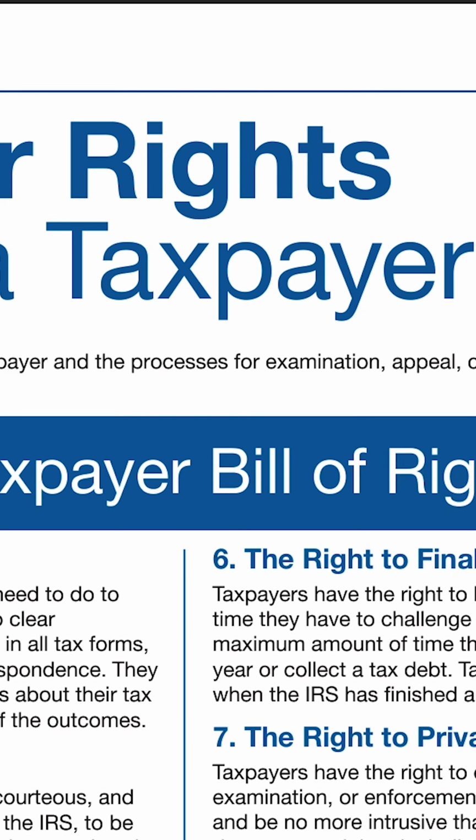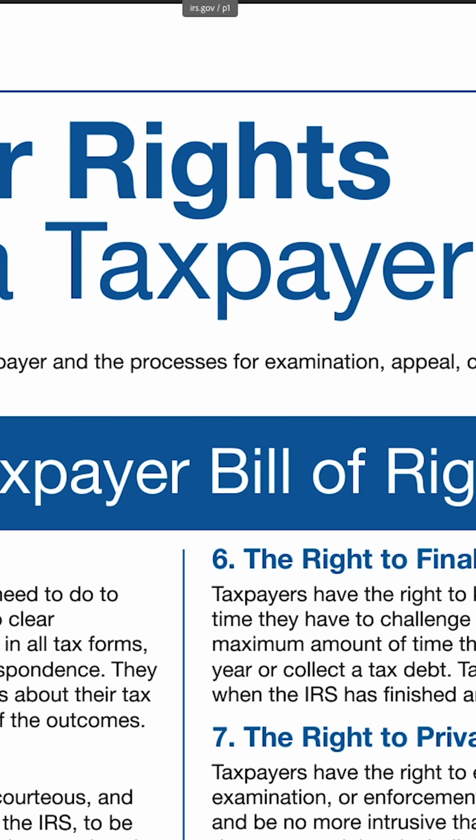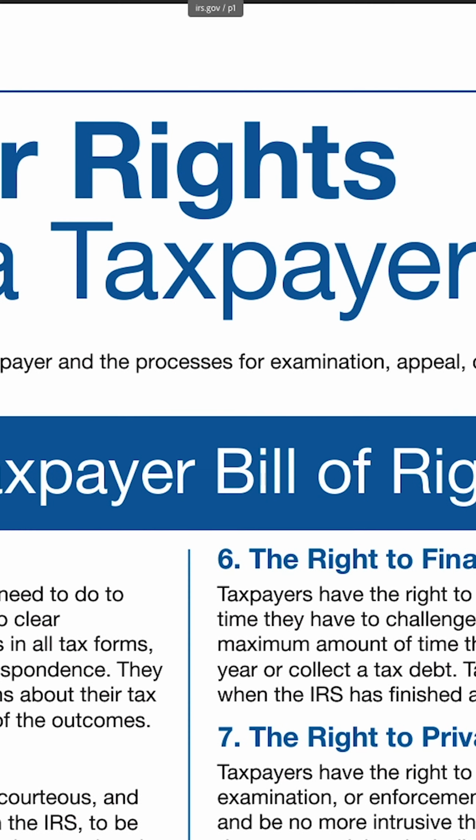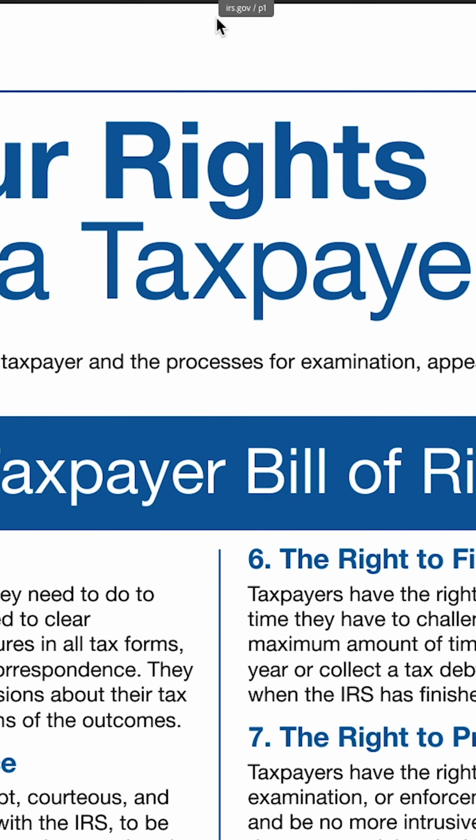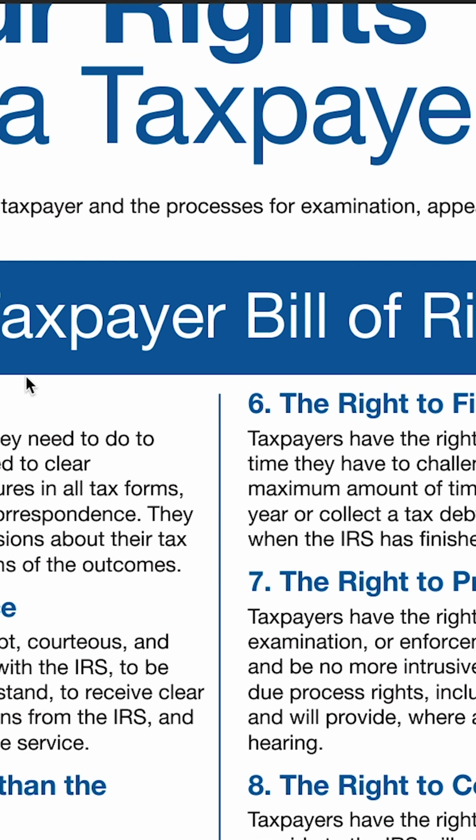Here are your rights as a taxpayer. You'll get this if you get audited, and it's a publication. In fact, when you get audited, the auditor is required to hand you this document. It says this publication explains your rights as a taxpayer and the processes of examination, appeal, collections, and refunds. So, as you see, you have the right to be informed. Taxpayers have the right to know what they need to do to comply with the tax laws. So, you can't just come in there and be railroaded through the system.